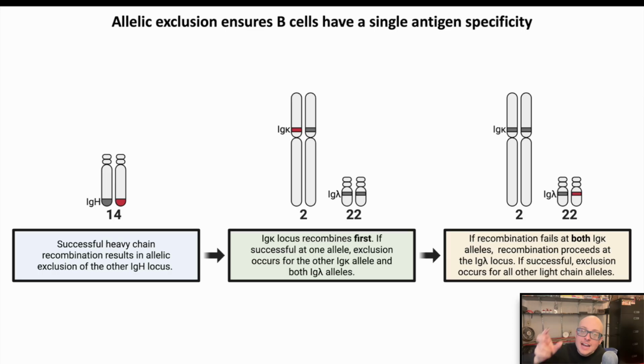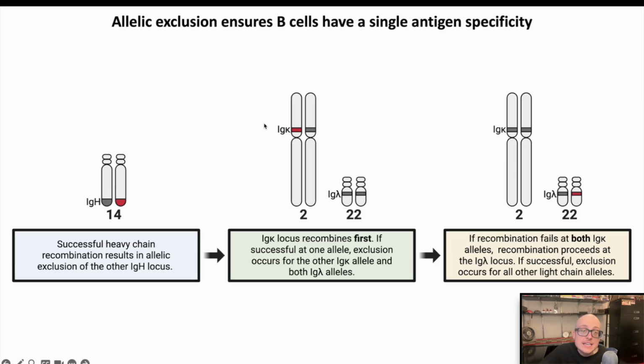And if neither kappa locus successfully recombines, then the cell will move on and start to try to recombine on the lambda loci. And again, it will get two shots, because it'll try first on one, either the maternal or the paternal, and if it's unsuccessful yet again, it will finally try on that fourth chromosome, the final lambda locus that it hasn't tried yet. But assuming that any of these four chromosomes recombine successfully, no matter which one recombines successfully, the other three will be allelically excluded. We will turn off expression from all three of the other chromosomes.